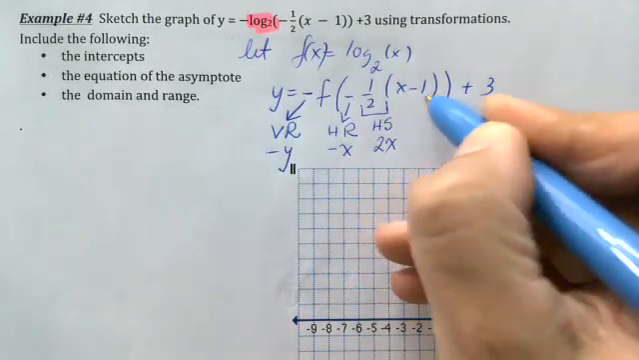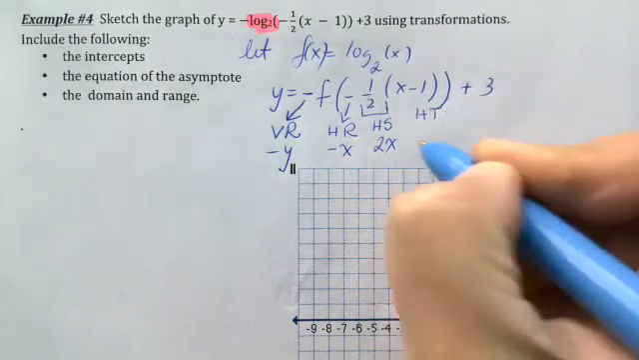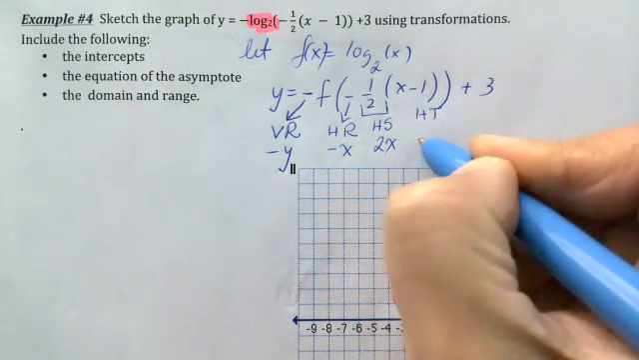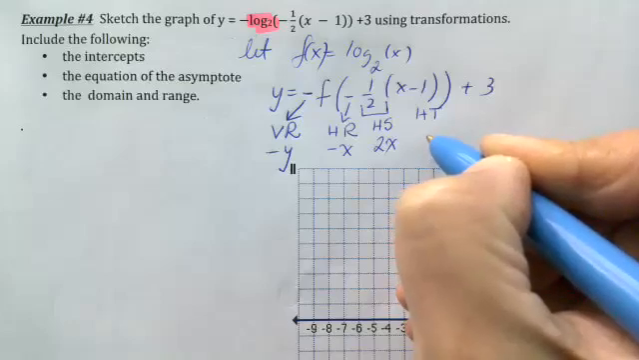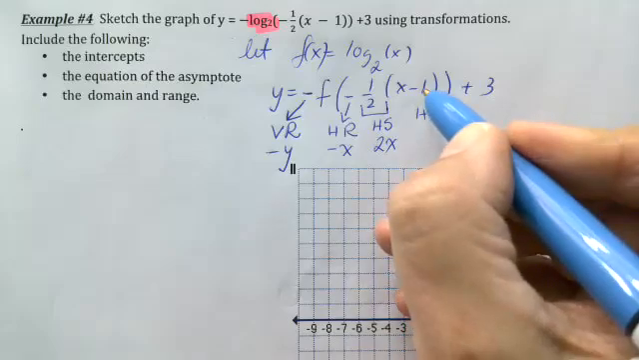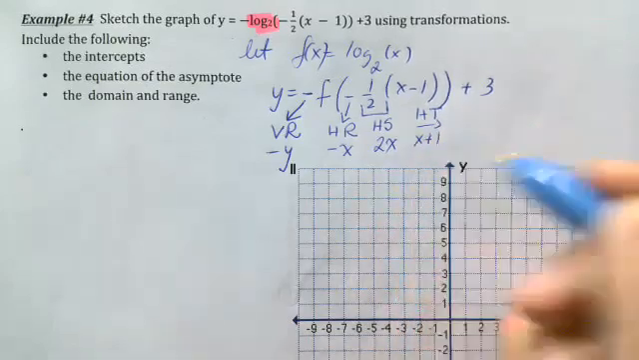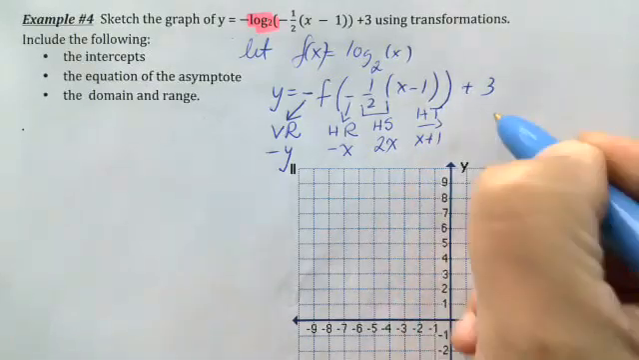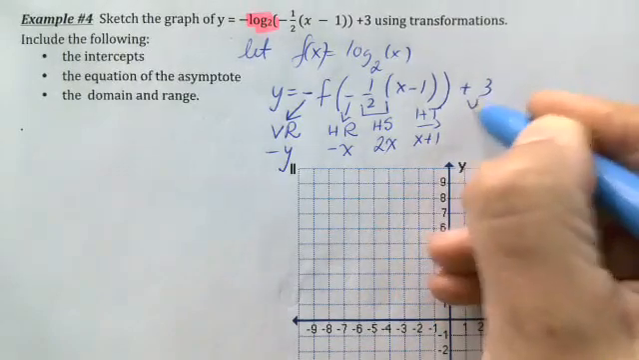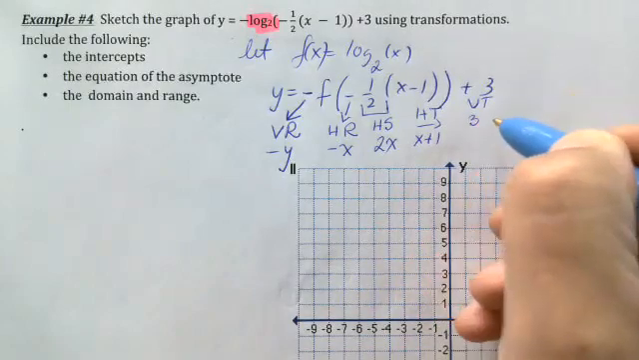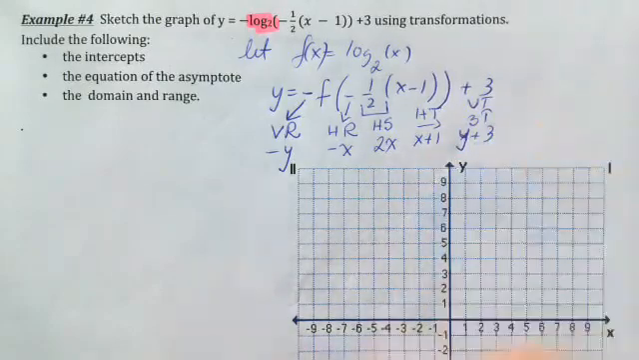How about here, x minus 1, this minus 1. In what direction? To the right, that's right. 1 to the right, so that means x plus 1. And then plus 3 at the very end, the d value, vertical translation. This time it is up, 3 up. So y plus 3.